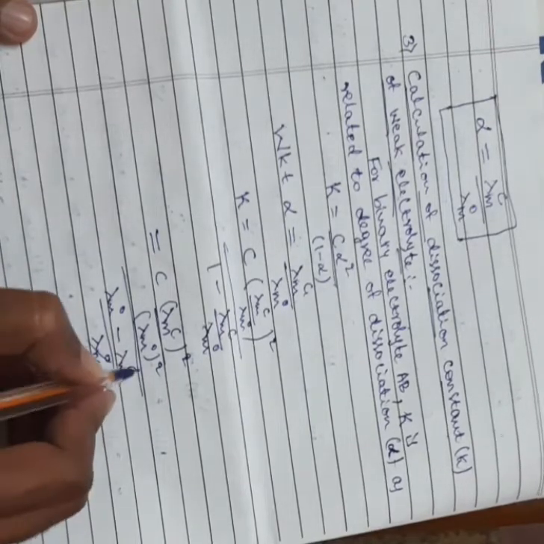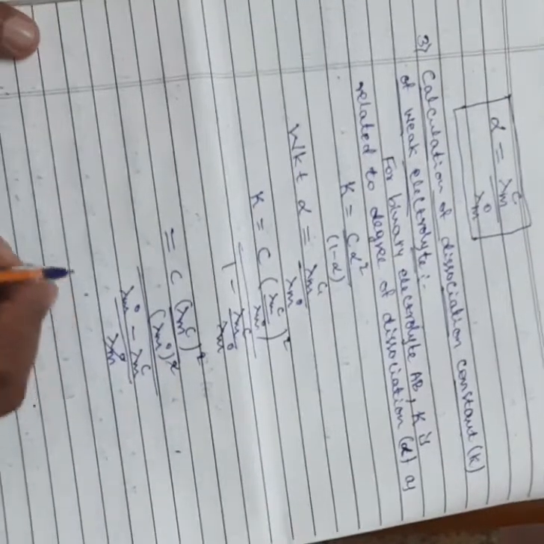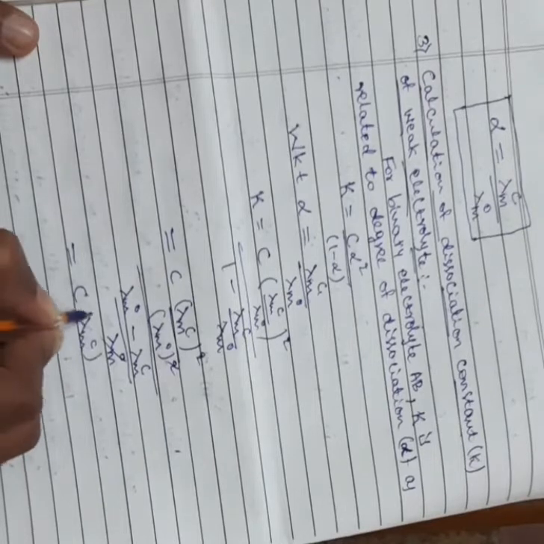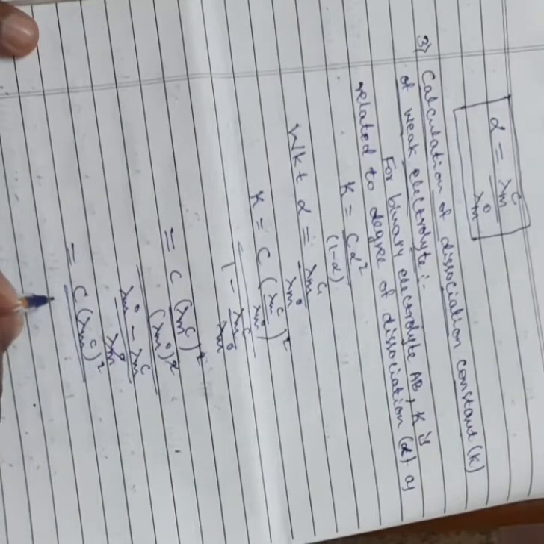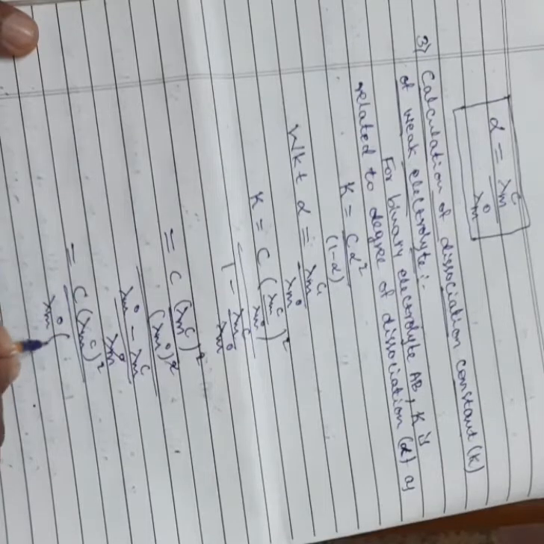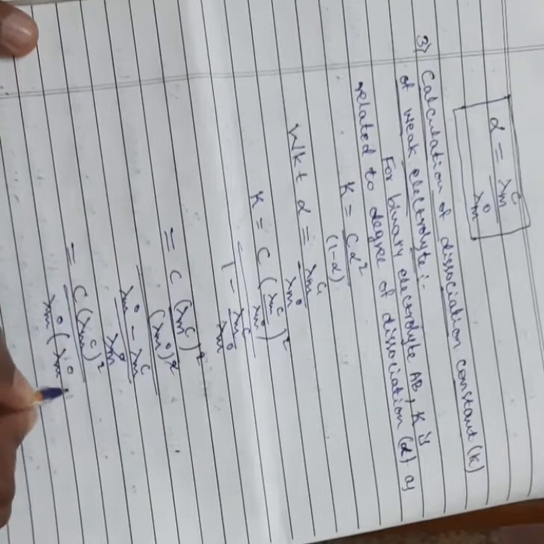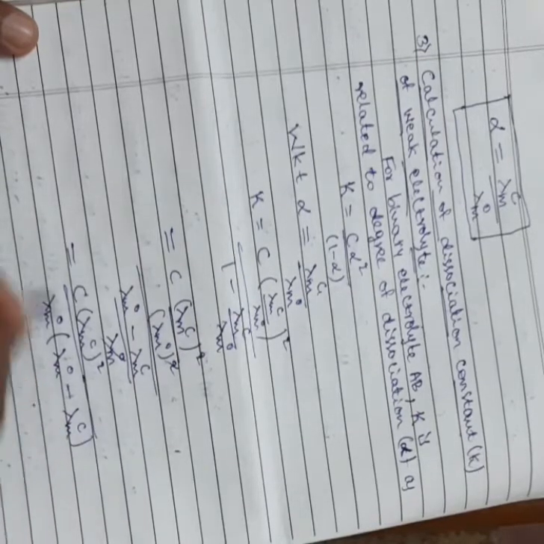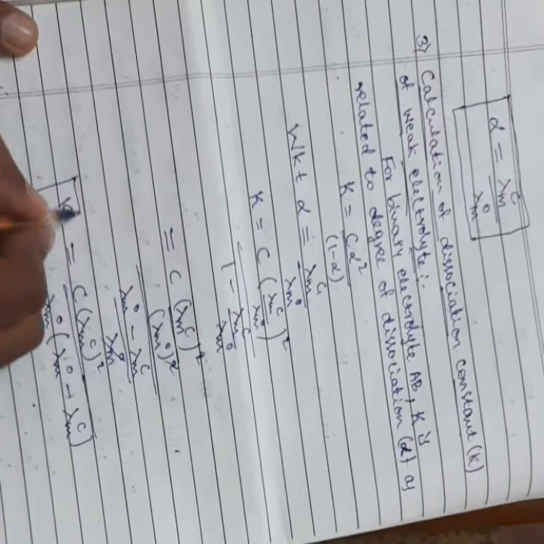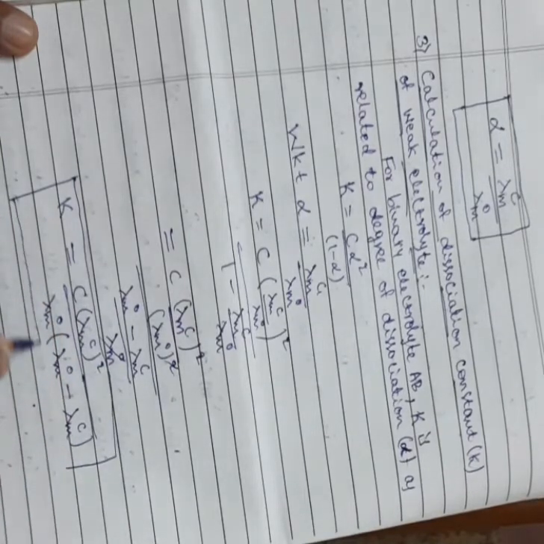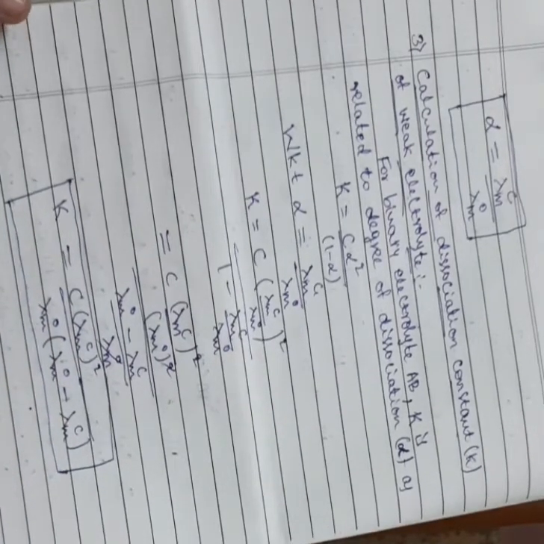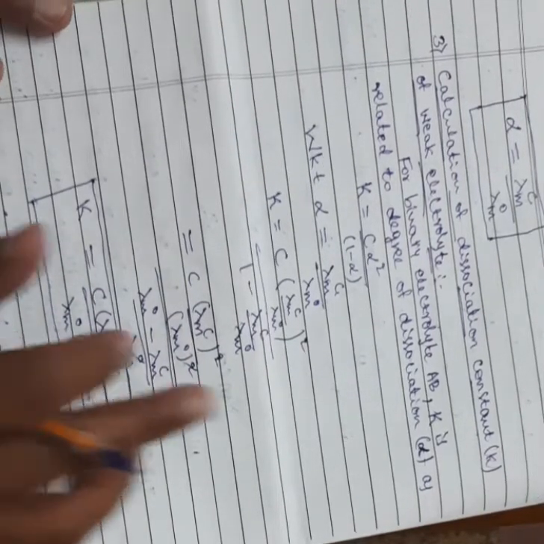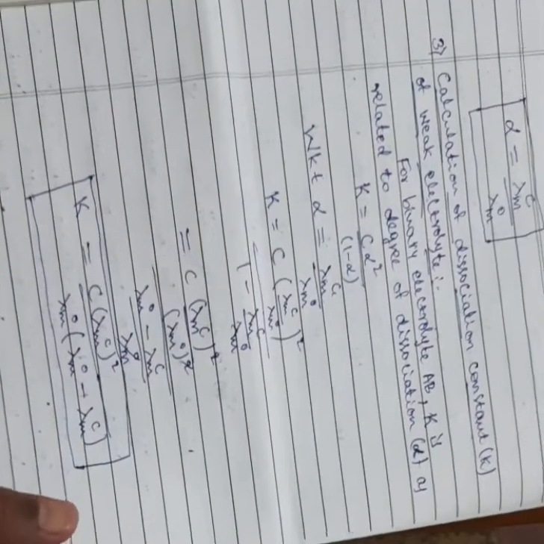So the lambda naught factors get cancelled, and therefore the equation becomes K is equal to C into lambda mc square divided by lambda m naught, that is the limiting molar conductivity, into limiting molar conductivity minus molar conductivity at any concentration. Based on this equation, you can determine the dissociation constant for a weak electrolyte. So this equation is used to determine the dissociation constant of a weak electrolyte.